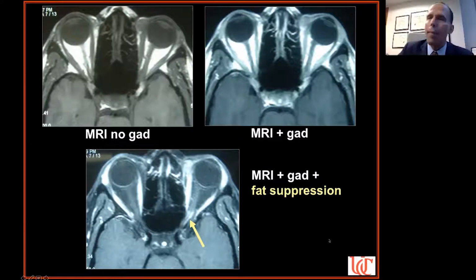If you don't automatically get fat suppression when you order an orbital MRI, then you need to write it out. And when MRIs were becoming more popular in the US years ago, I had to write it out every time I ordered it: orbital MRI with fat suppression and with gadolinium.